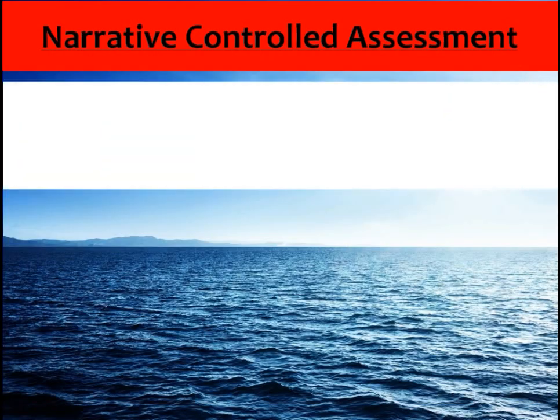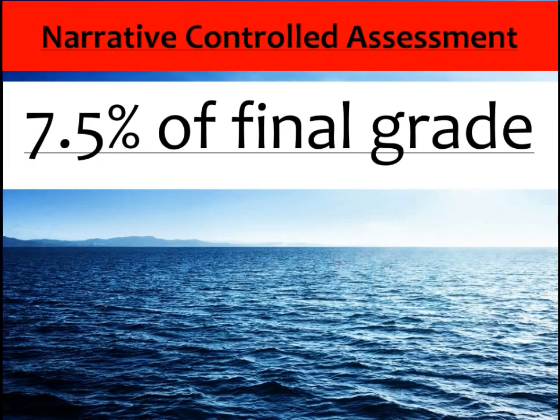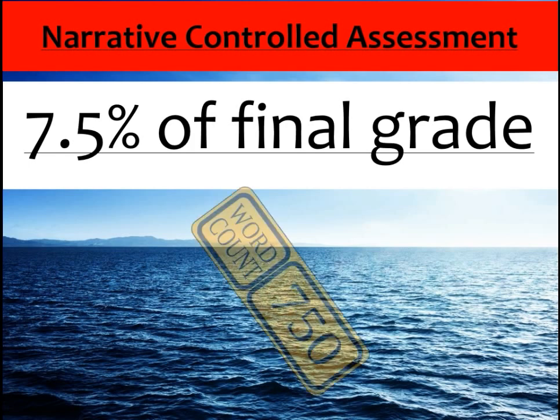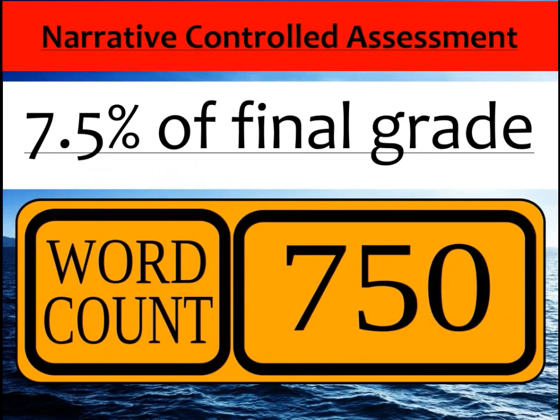So for the narrative controlled assessment, like I said, it's worth 7.5% of your final grade. This makes the creative writing unit worth 15%. So this means by Christmas, if you've already done your spoken language, you would have done 25% of the GCSE. The word count is 750, so this equates to about a page and a paragraph.